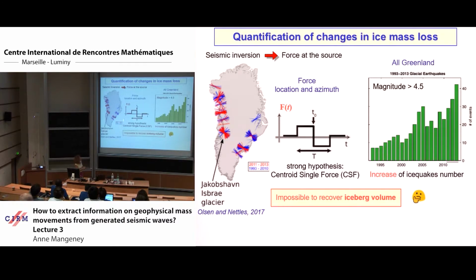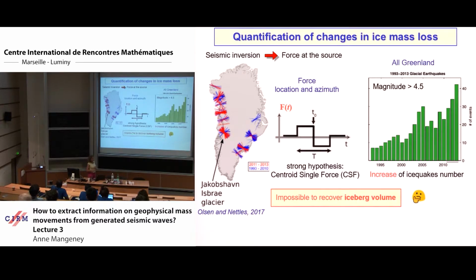And when they invert the seismic signal with this shape, they found a direction that was perpendicular to the coast, to the glacier. And the first interpretation was that this signal were due to acceleration and deceleration of the glacier. But after, with video, they saw that actually it was related to iceberg calving. And I will show you why they were thinking first that the force was like this.